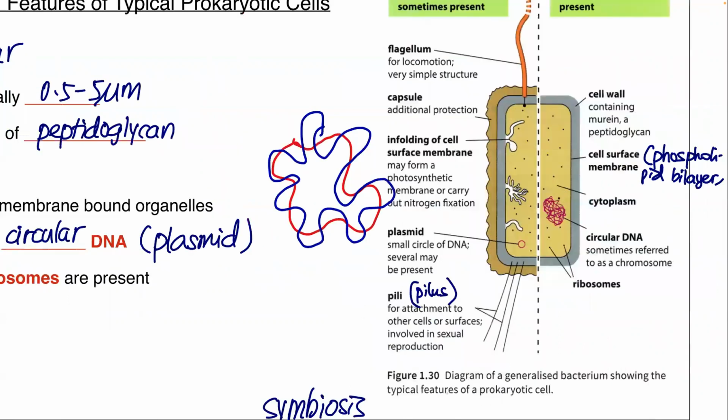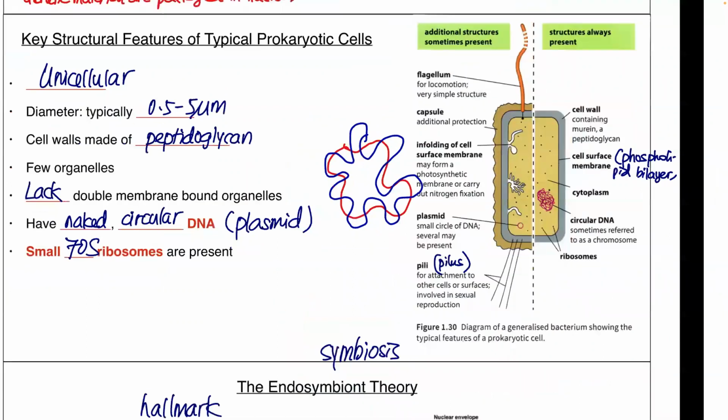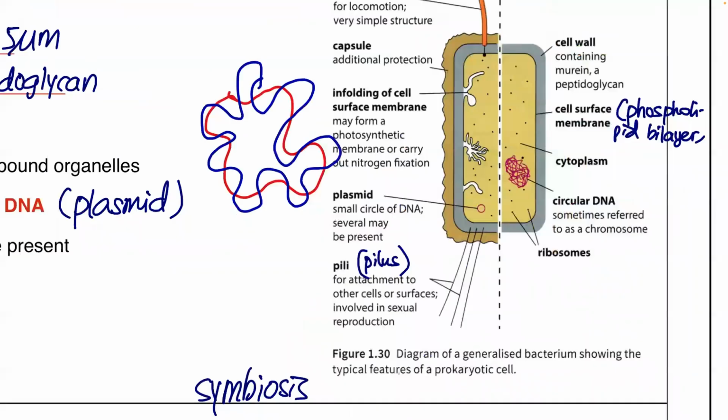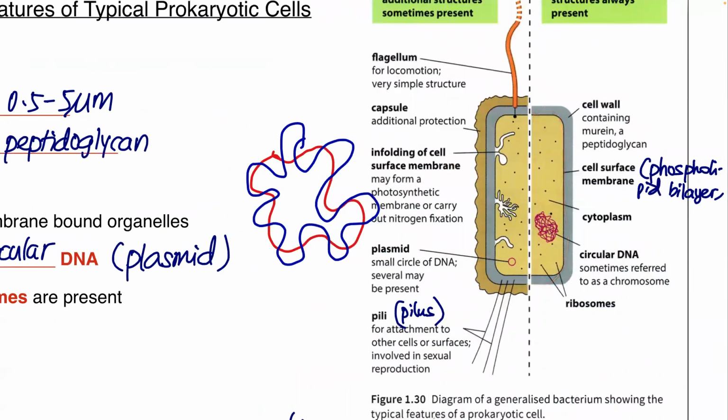But in eukaryotic cells, it is not. Both ends are open. They're open-ended in eukaryotic cells. Prokaryotes also contain small 70S ribosomes, as mentioned before. So you can see that some of these structures are always present in bacterial cells or prokaryotes.